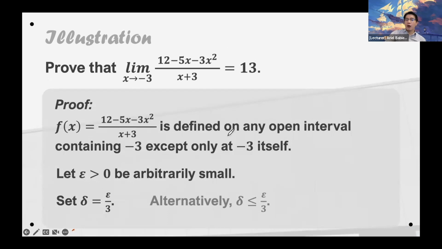This is an example of a function that is defined on any open interval containing -3 except only at -3. So I'm using this example just to emphasize that even if your function is undefined, you can get a limit. And this is one such example nga. Undefined at -3, but you can still get the limit. But then quite curiously, you look at this. Epsilon greater than 0, you look at the choice for delta. The choice for delta is the same as the case of the linear function.